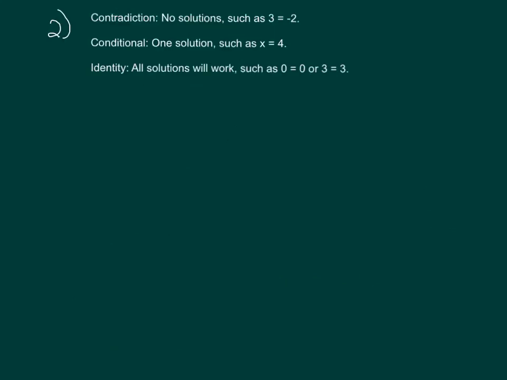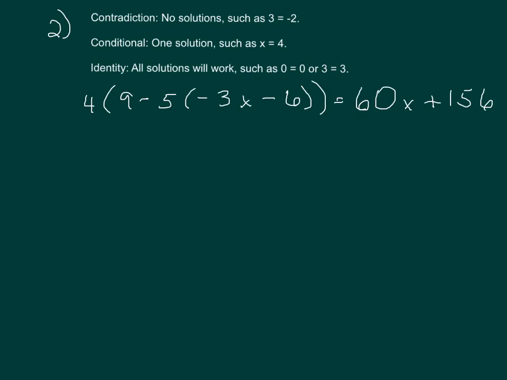This is a reminder that a contradiction is an equation that has no solutions. When you solve it, you'll get something that makes no sense, such as 3 equals negative 2. A conditional has one solution, such as x equals 4. An identity means all solutions will work, such as your answer will be like 0 equals 0 or 3 equals 3.